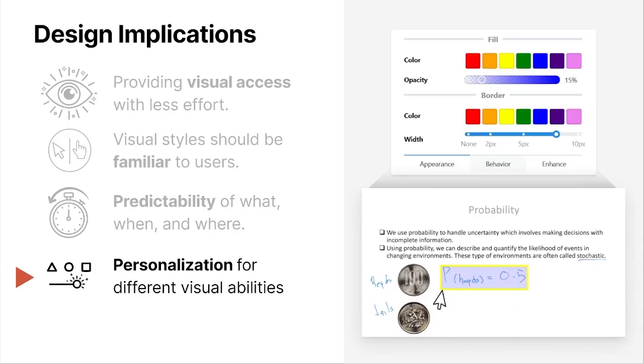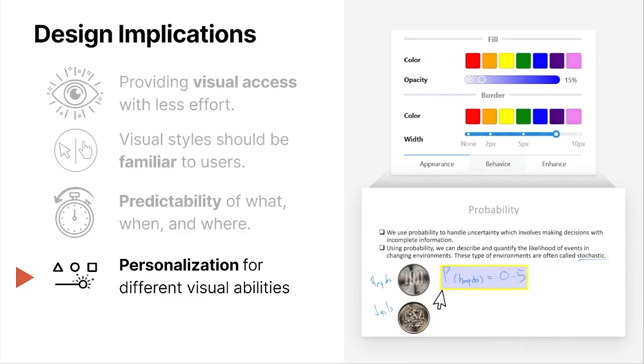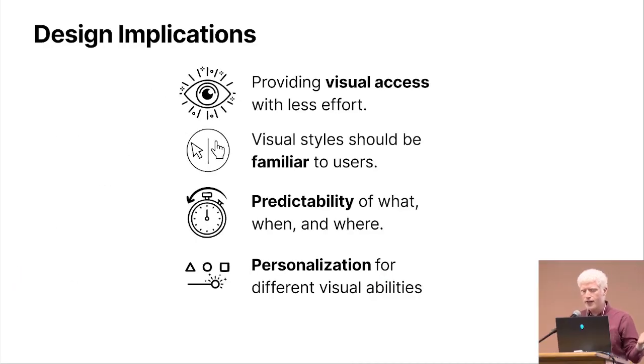And finally, personalization for different visual abilities. So different people have different needs. And so having personalizations as part of the design itself allows VeasyGuide to be usable by many more people. So these are the 4 design implications that are the source of VeasyGuide.